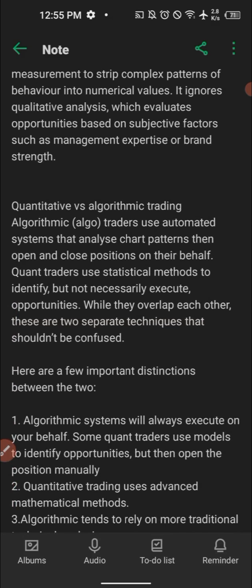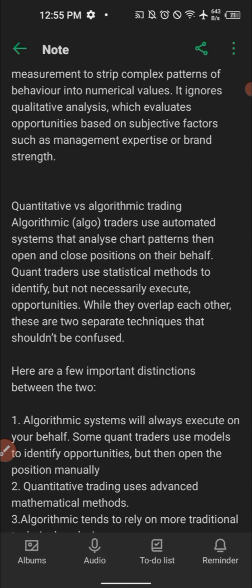Algorithmic traders use automated systems that analyze chart patterns, then open and close positions on their behalf. The one difference is this: an algorithm bot uses chart patterns. It studies the market, or it claims to study the market, and it helps you open and close trades for you. And it also gives you trade signals.